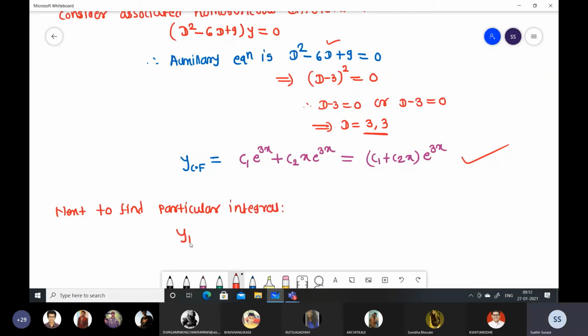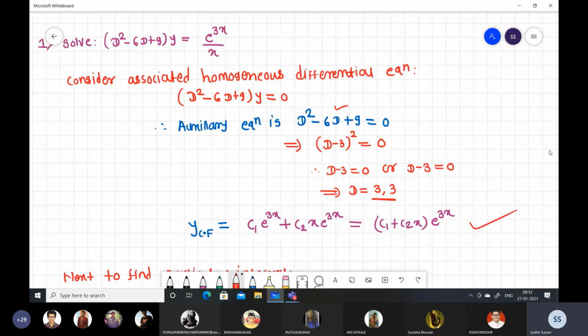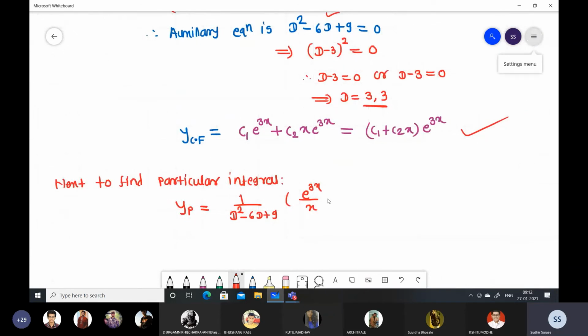So YP is given by whatever the operator you have, that operator you have to take to the denominator: 1 upon D squared minus 6D plus 9. And the right hand side you have to write, it is e to the power 3x upon x. After that do the factorization of this auxiliary expression. So this is 1 upon, as we had seen earlier, simply (D minus 3) whole squared, and e to the power 3x upon x as it is.